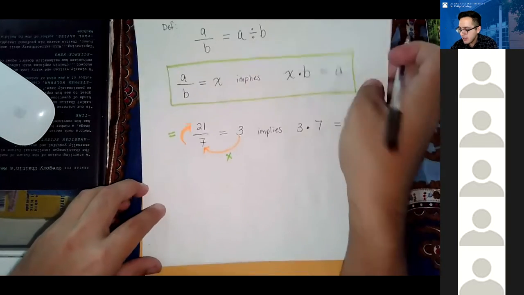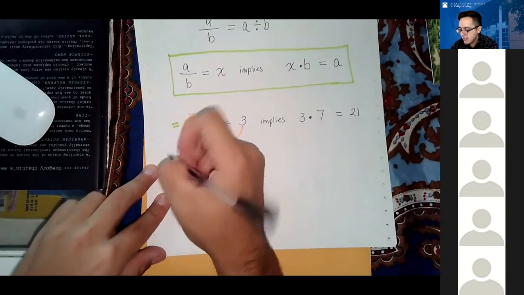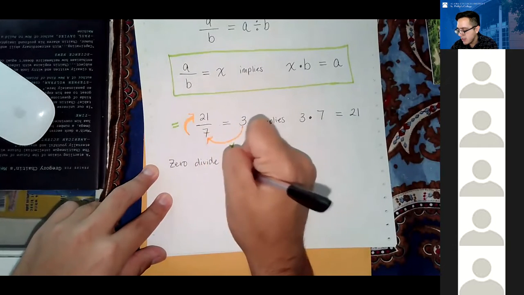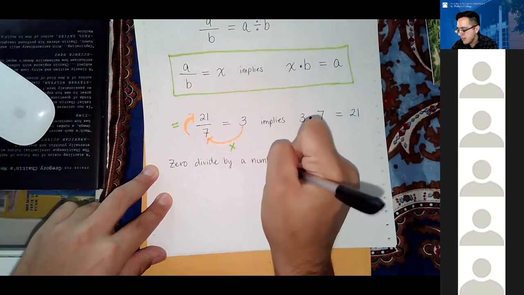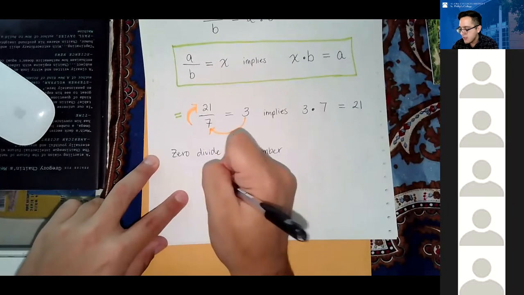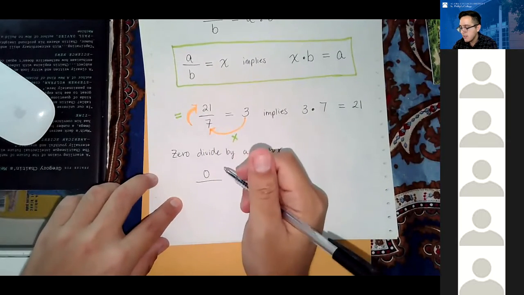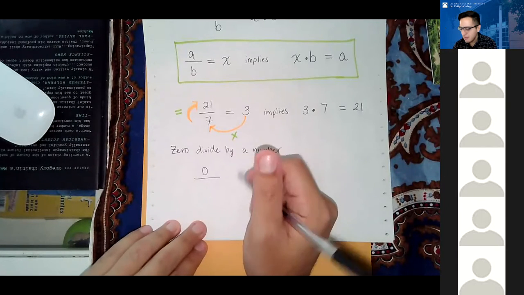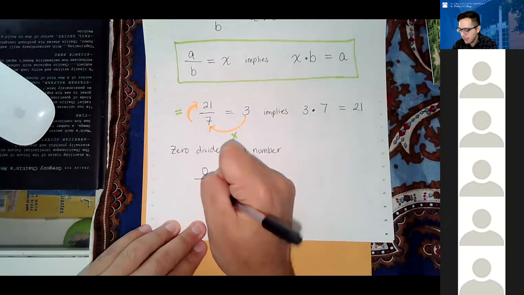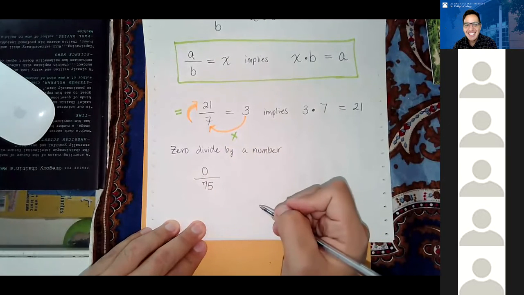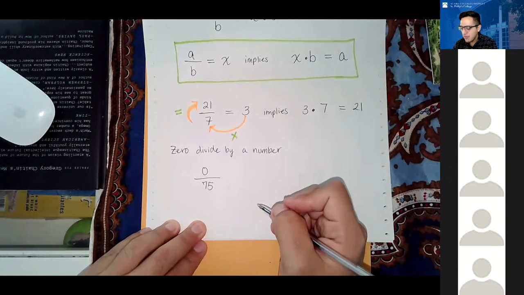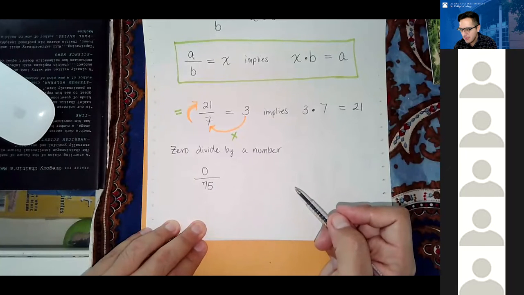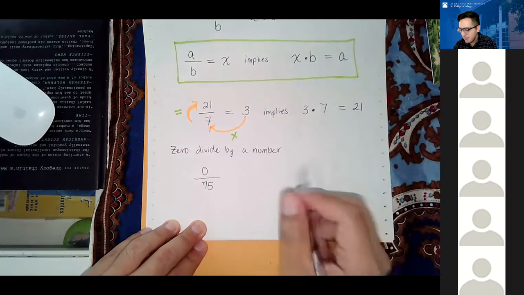So let's think about 0 divided by a number. Let's do 0 divided by, somebody give me a number. Well, we're going to go with 75. What is 0 divided by 75? 0. Yeah.